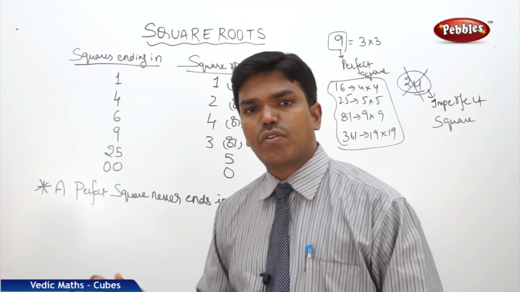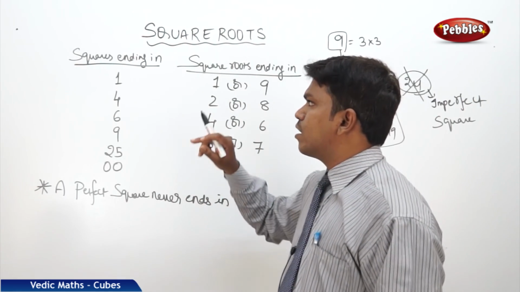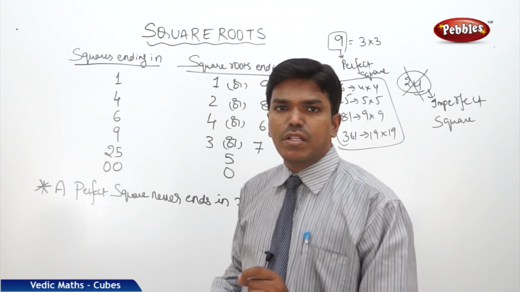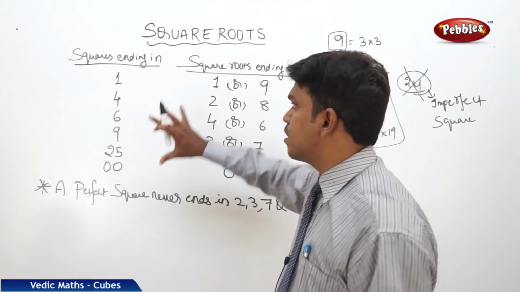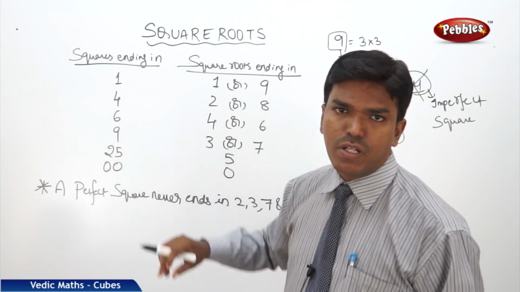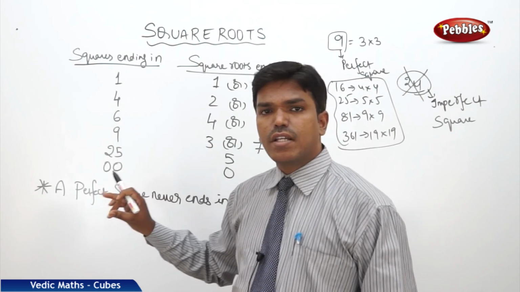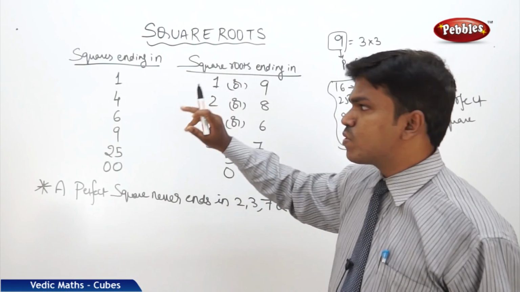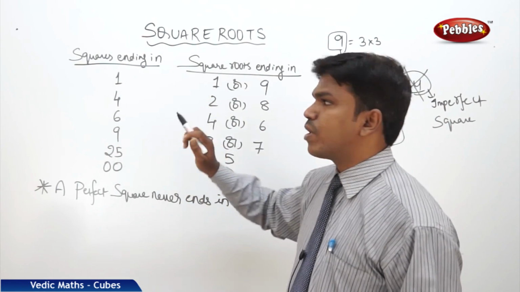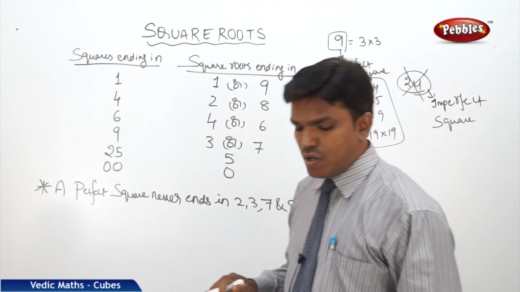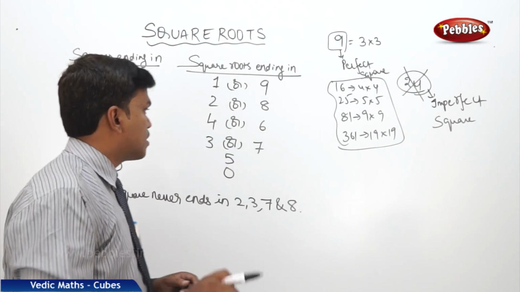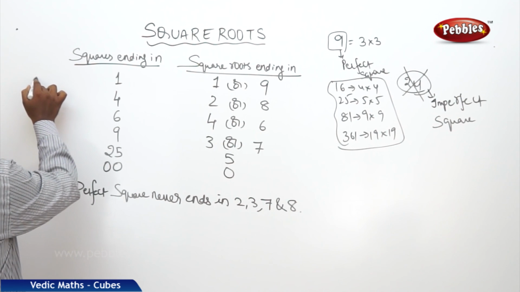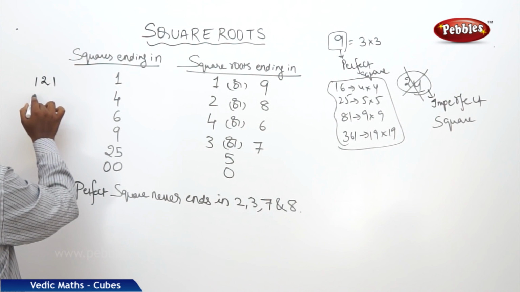Okay, now let us go into the concept first. Before going to square roots, we have to know one table, the squares ending in and square roots ending in table. If you are very good at this table, you can easily calculate square roots. See here, first, squares ending in, square roots ending in. Suppose a square is ending in 1, its square root should end in 1 or 9. What it means, I'll let you know. Suppose, for example, let us take 121, 361.